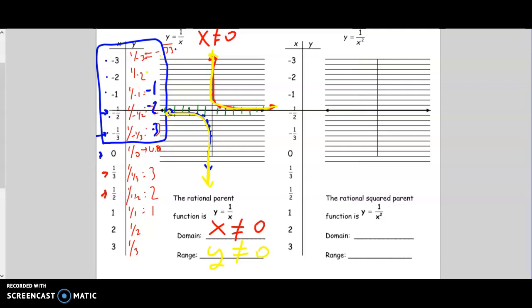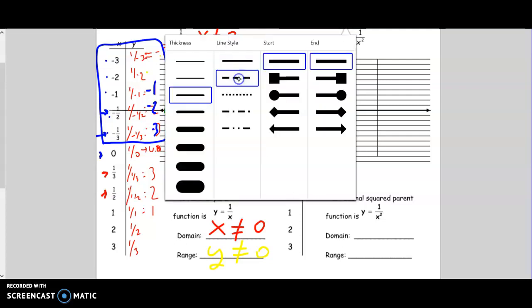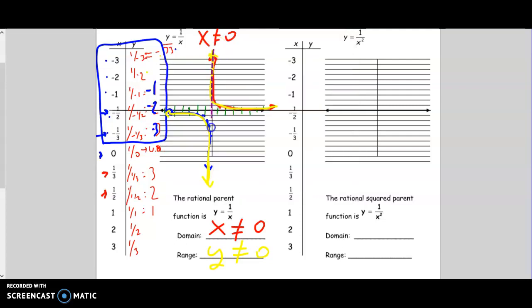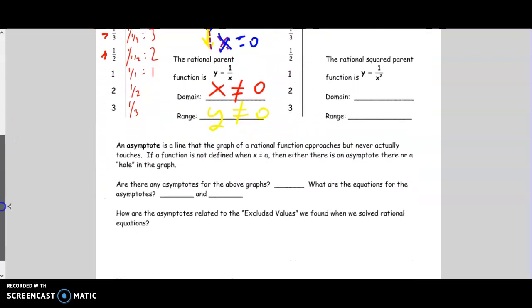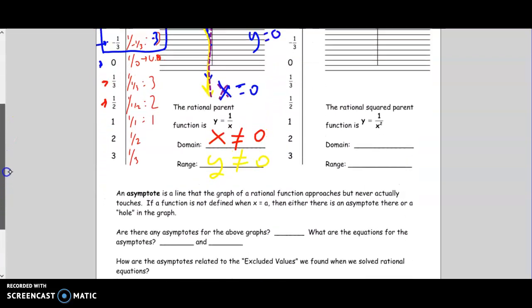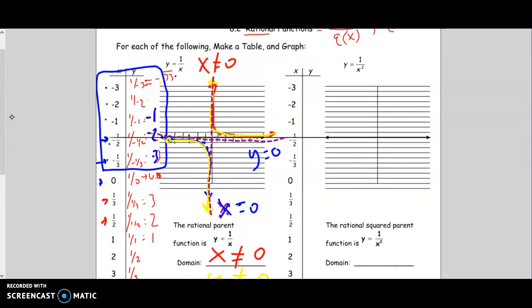The dashes. Dashes. Vertical asymptote there at the line x equal to 0. Horizontal asymptote there at the line y equal to 0. So the line x equal to 0 is a vertical asymptote. The line y equal to 0 is a horizontal asymptote. And we'll define those in the next section, or down here. So once we get to here, we'll define the asymptotes with a bit more clarity.